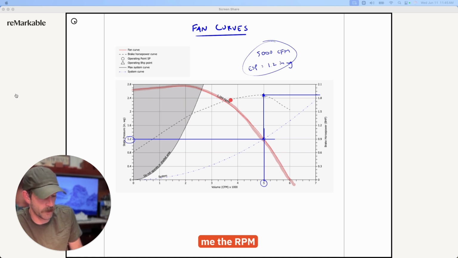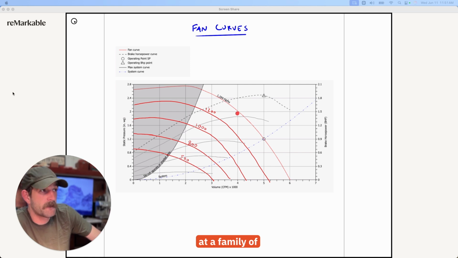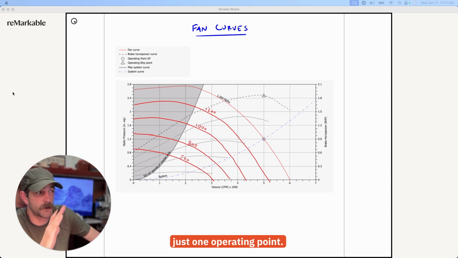So it just gave me the RPM, and I have a nice intersection at my operating point. But with a generic fan curve, it's not necessarily going to look like this. Instead, with a generic fan curve, you might be looking at a family of RPM values and brake horsepower values. Most fans don't have just one operating point.